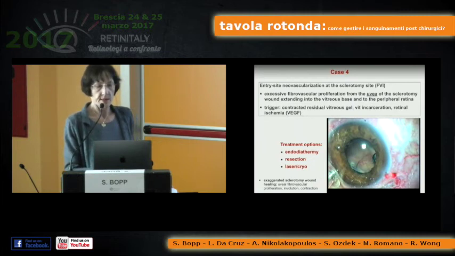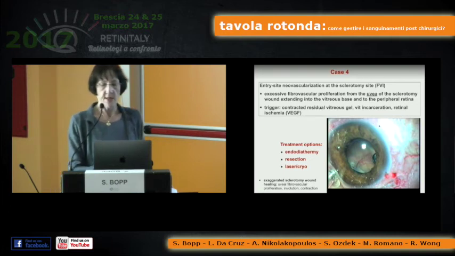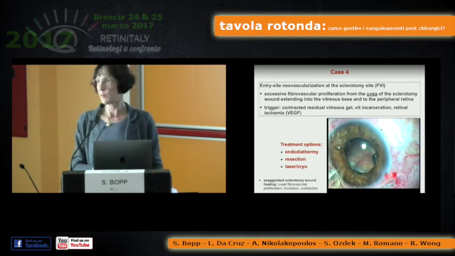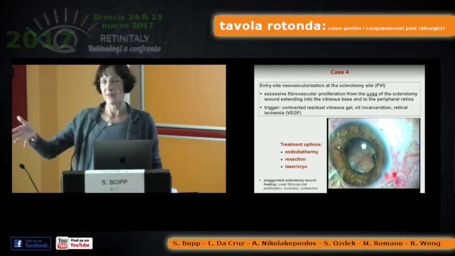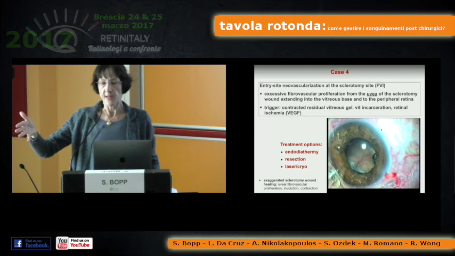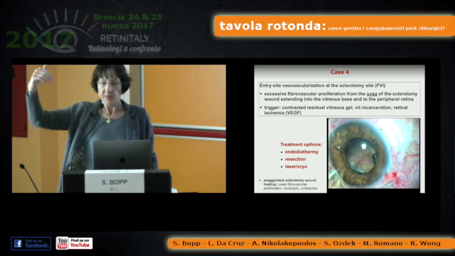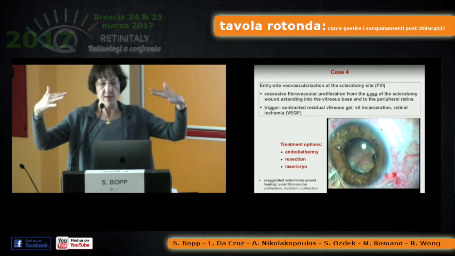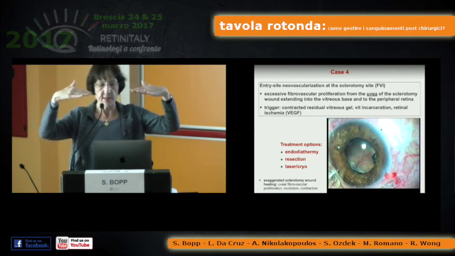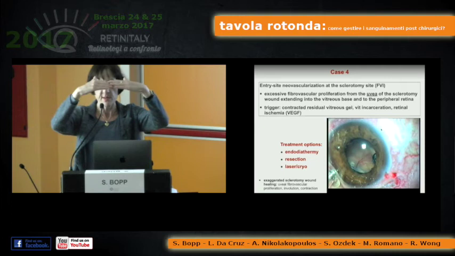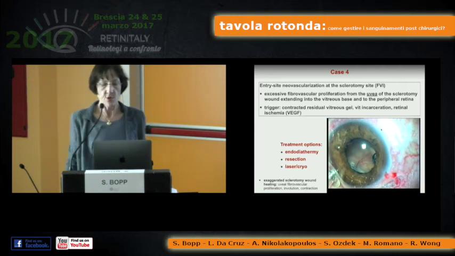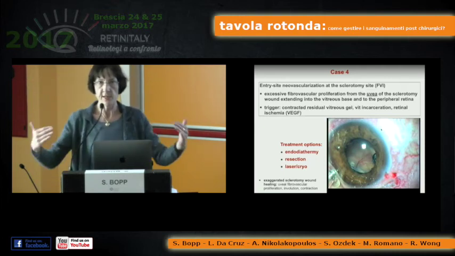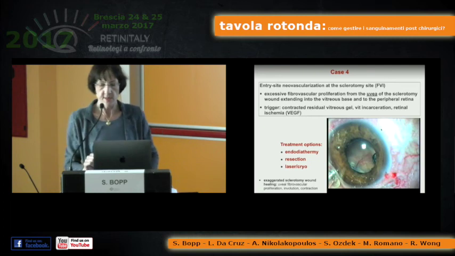Those entry site neovascularizations after previous diabetic vitrectomy are not so infrequent, and it is estimated that about 50% of rebleedings come from this source. If you have a sclerotomy, it's a physiologic reaction that you have some fibrovascular proliferation coming from the uvea that closes the wound, that later on leads to some involution and contraction, and you have a nice small scar.